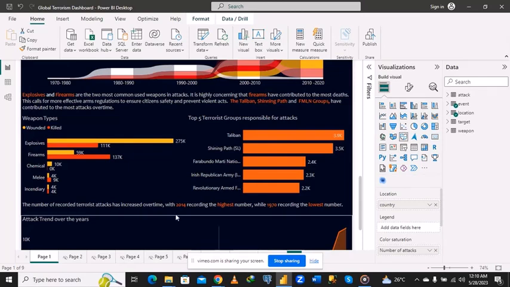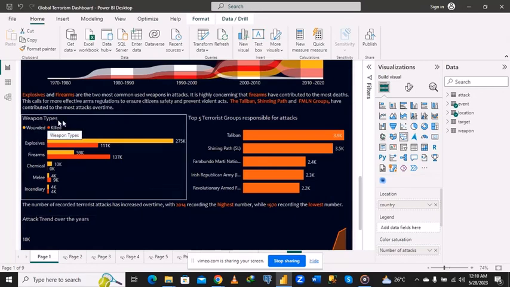To further buttress the insights we generated from the weapon types chart, like I said, it's quite alarming that firearms have contributed to the highest number of recorded total deaths. We can clearly see here that firearms have contributed to 137,000 deaths over the years. This is close to 50% of the recorded number of deaths over the years. Followed by explosives, which contributed to 111,096 deaths.